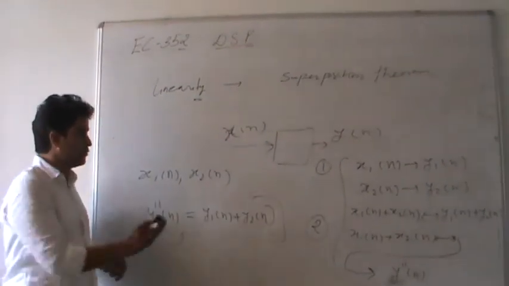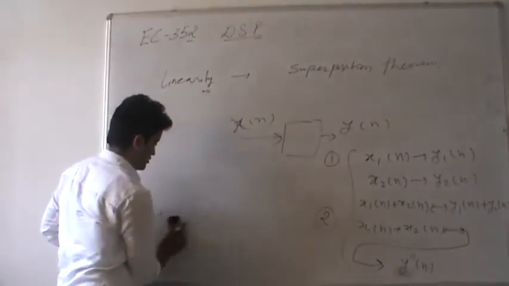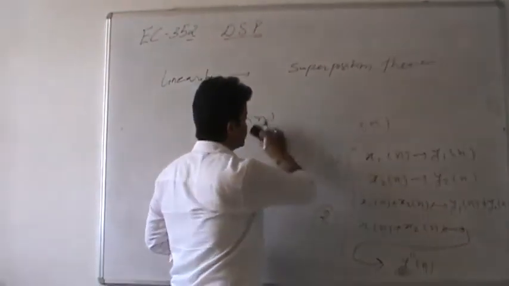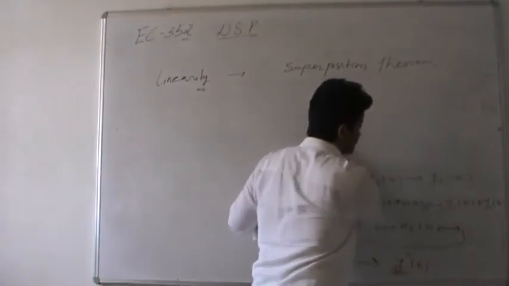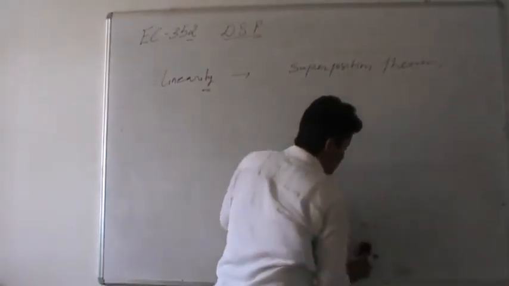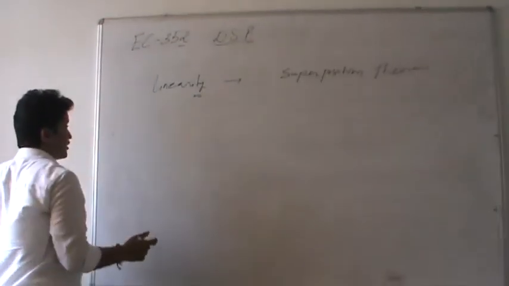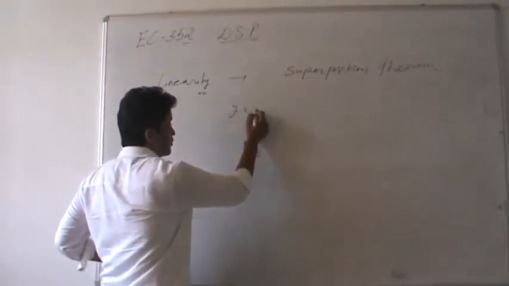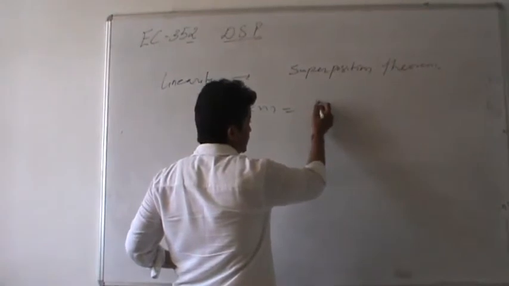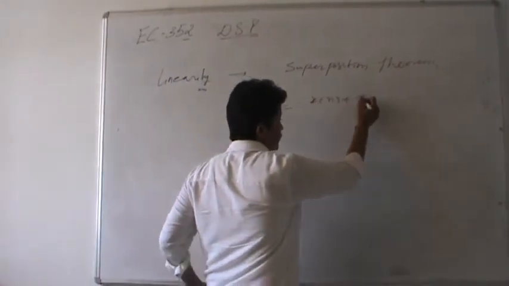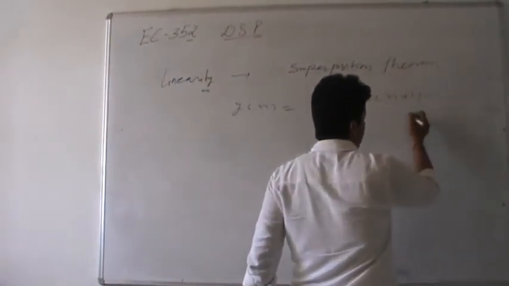If this output is equal to the previous value, then your system is linear. I will take a simple example for this, to make things easy for you. Let us go systematically, first case 1, then case 2. Suppose I have a system equation y[n] equal to x[n] plus x[n+1] plus 1.